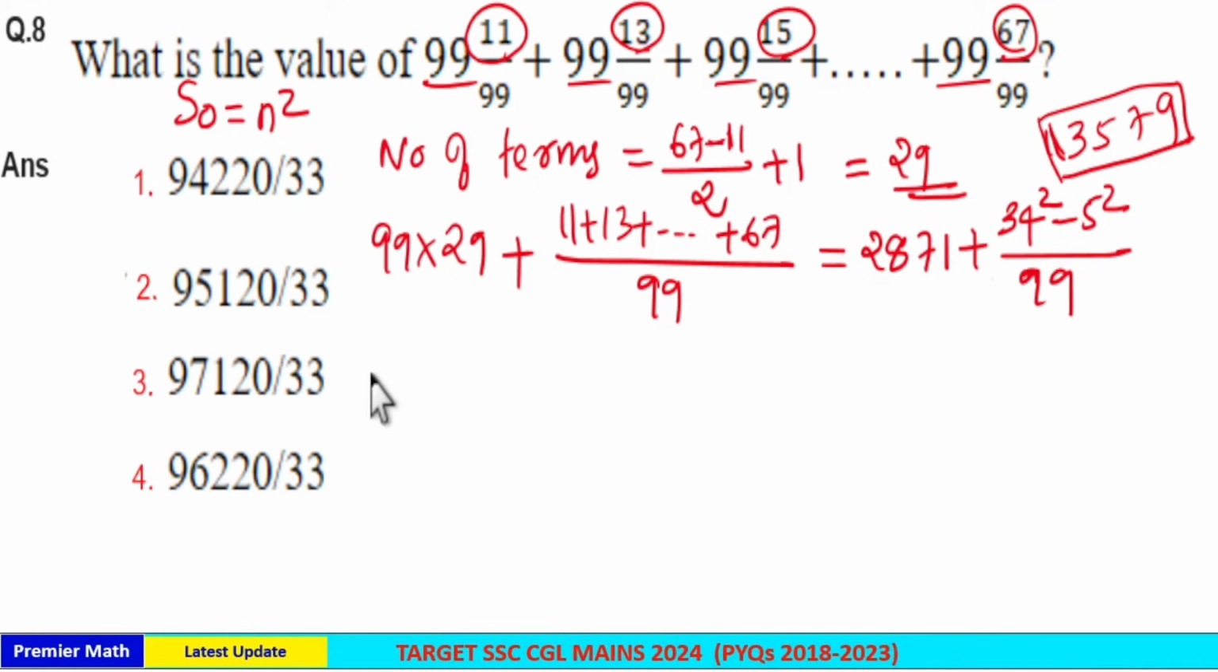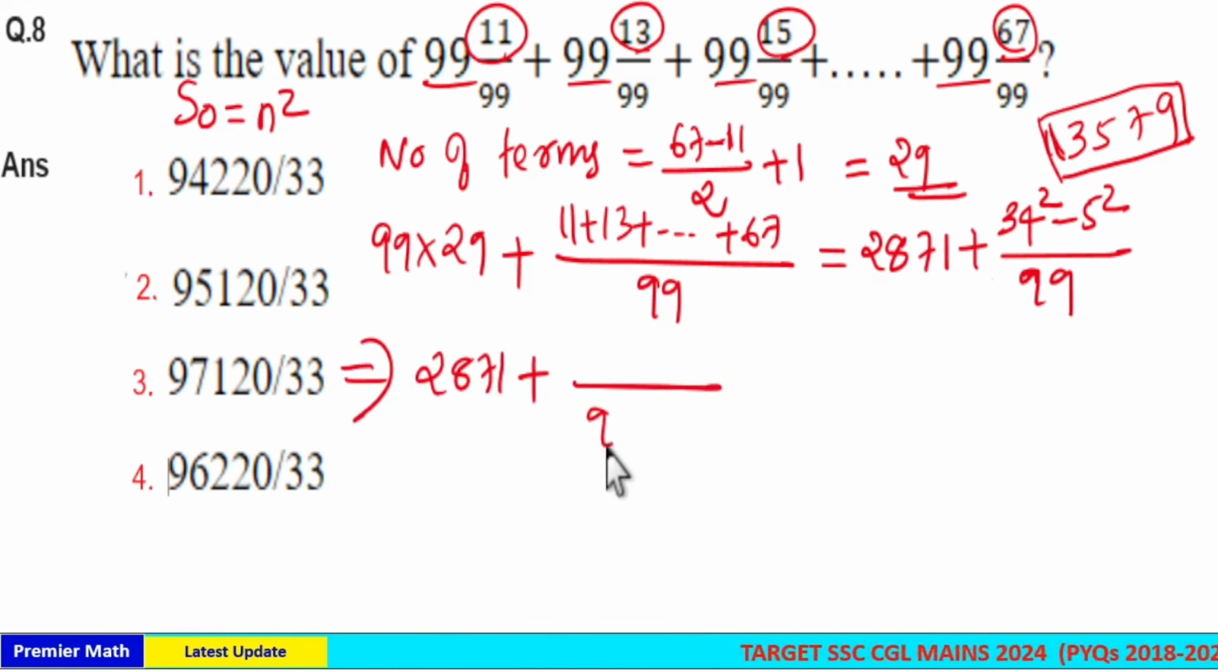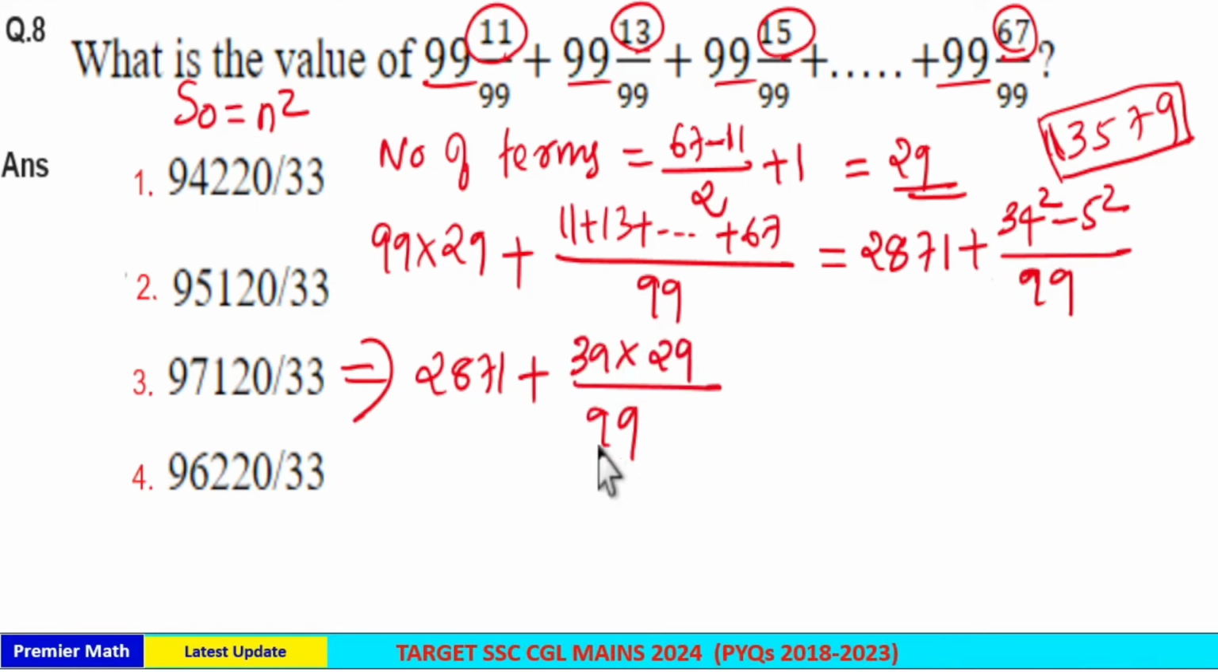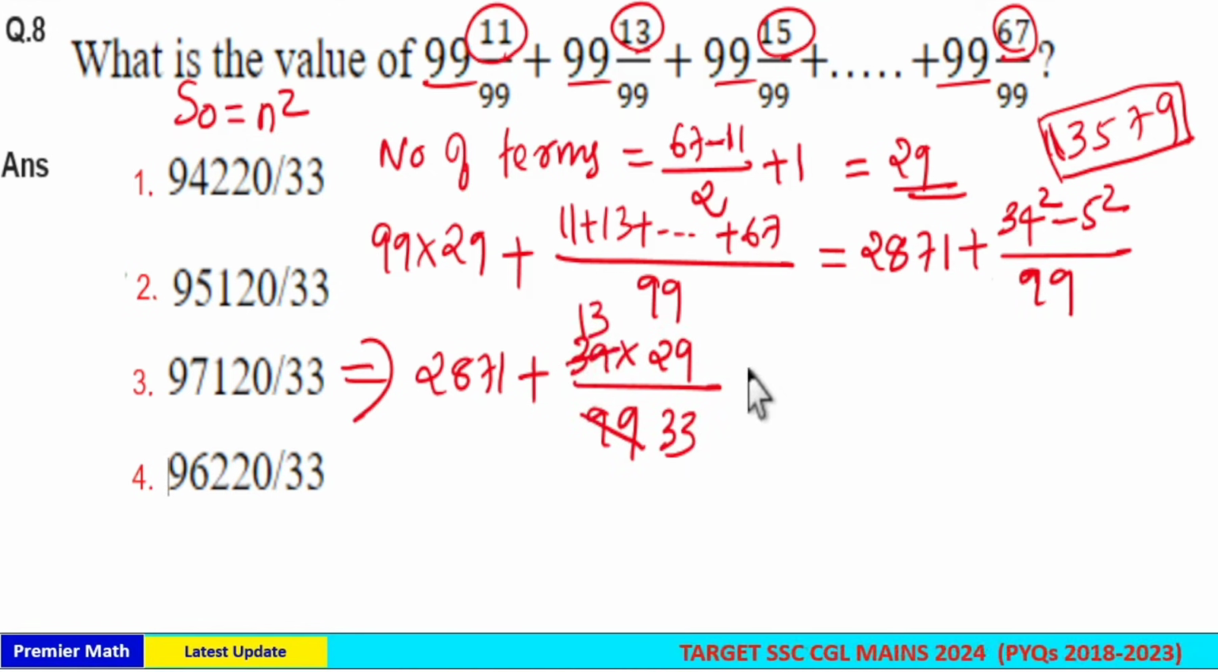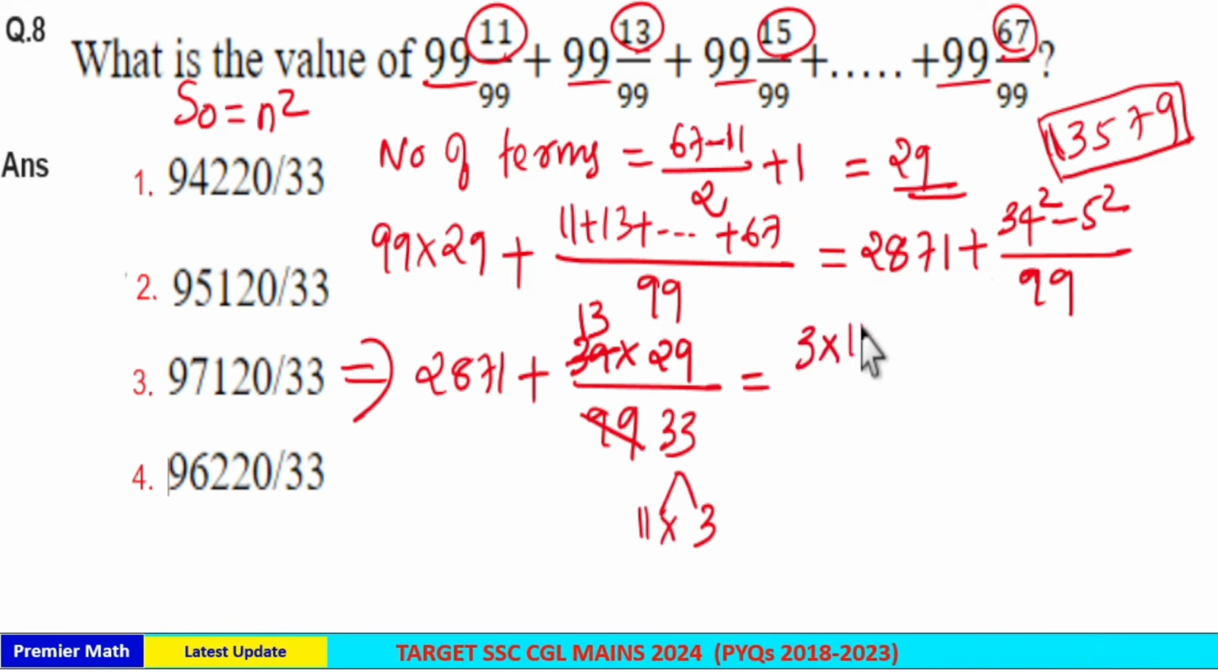Now this is equal to 2871 plus a square minus b square, which is equal to a plus b into a minus b. So 34 plus 5 is 39 and 34 minus 5 is 29. 3 goes 33 times in 99, and 13 times in 39. So this is equal to 33. I can write it as 11 into 3. So 3 into 11 into 2871 plus 29 into 13.